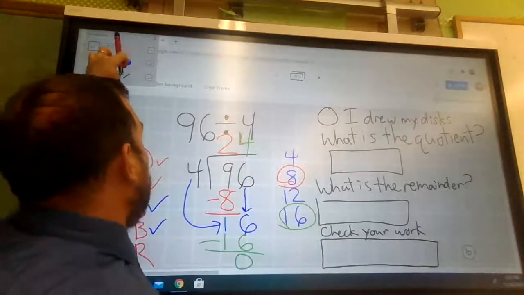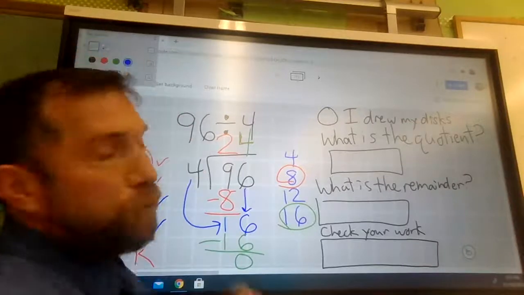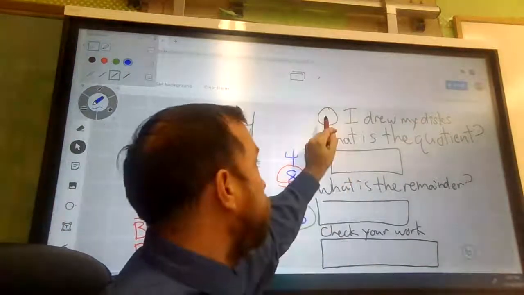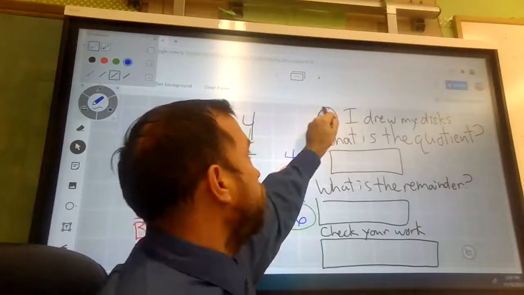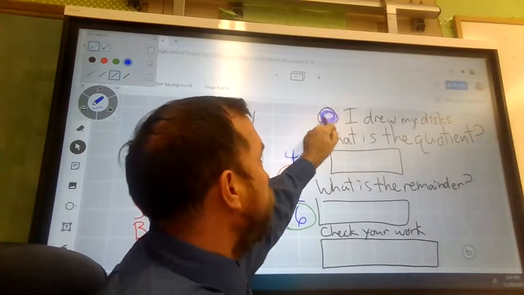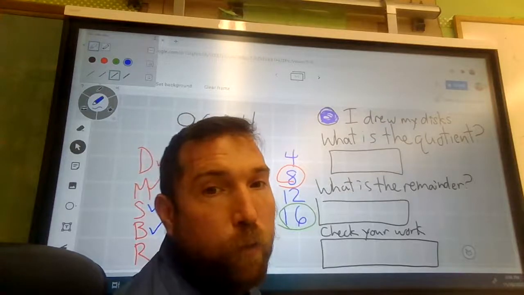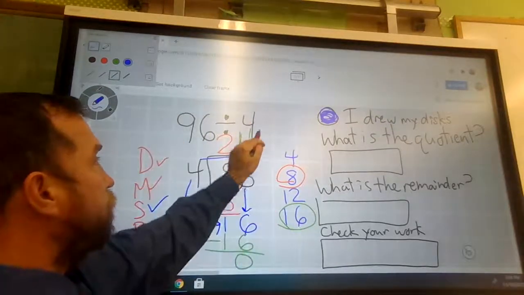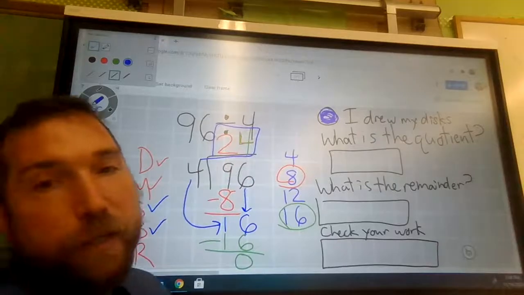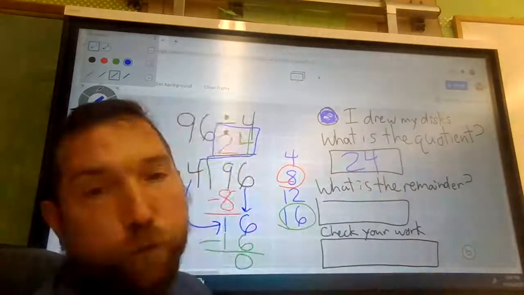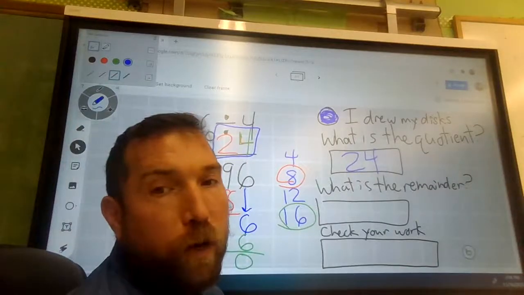Okay, so then I come over here to my actual questions. Again, in each step, just like with yesterday, they're going to ask, did you draw your discs out? I didn't here because I did it the long division way. But I would still have to check that to get to the next part. What is the quotient? The quotient is our answer. That's how many groups we made. We were able to make 24 groups.